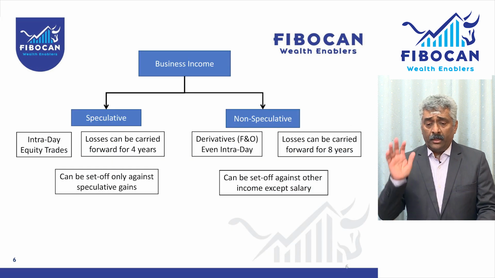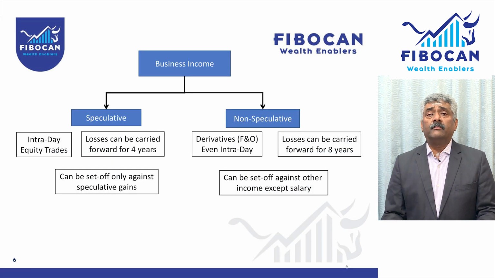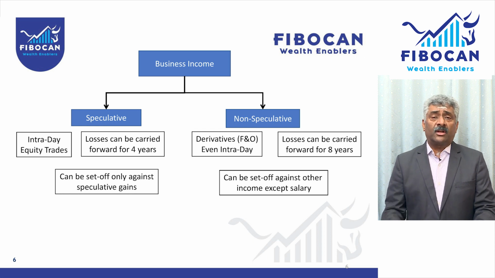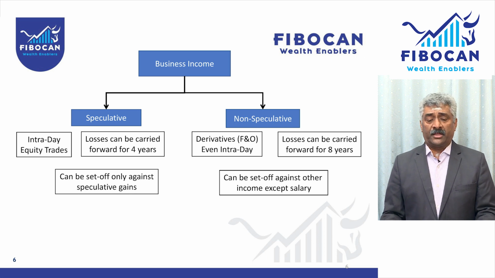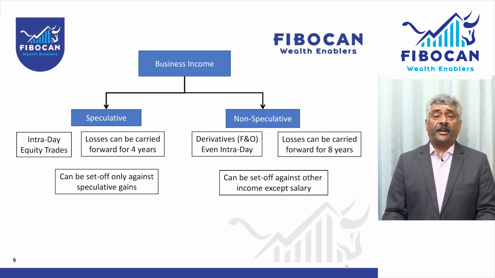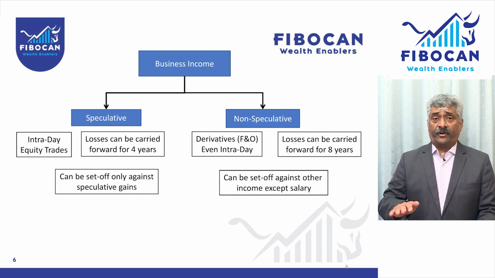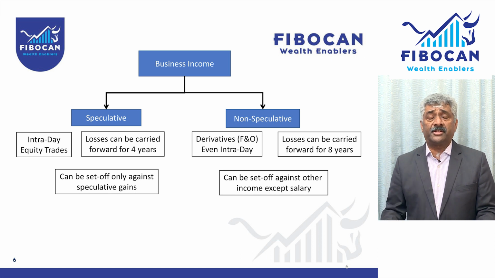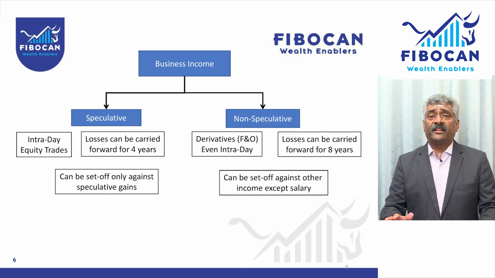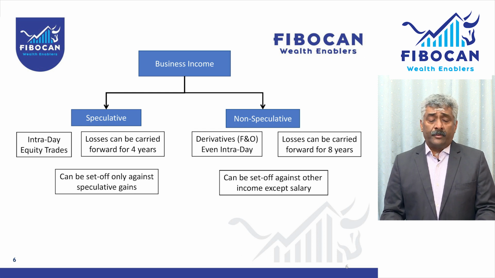Business income, the next slide. Within business income, there are certain features we will see. Speculative and non-speculative are the two categories. In speculative, any intraday trades that you do are called speculative trades. And here the losses can be carried forward only for 4 years, right? All these are as of January 2023. We don't know what will change in the coming budget. We are not contemplating any change; we are merely stating the facts. It can be set off only against speculative gains.